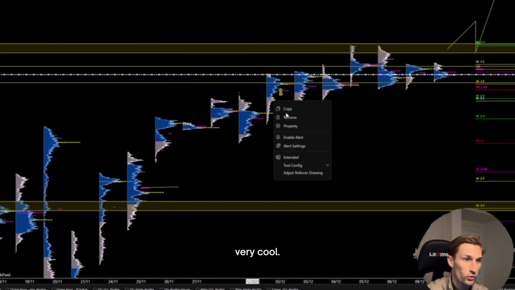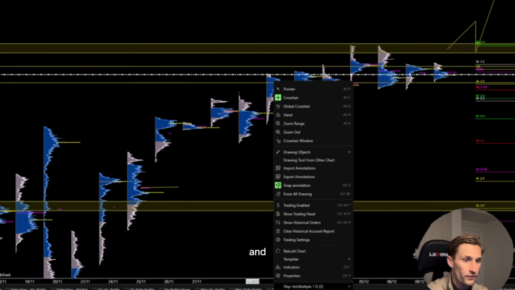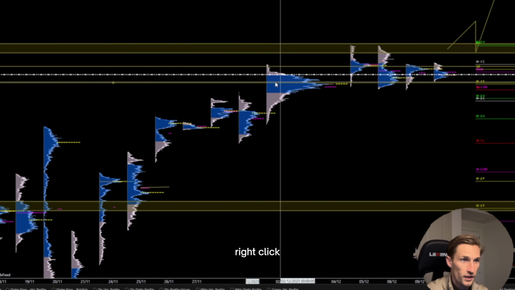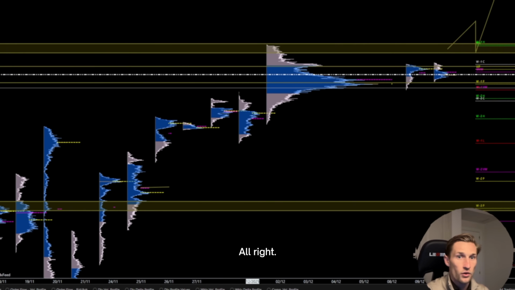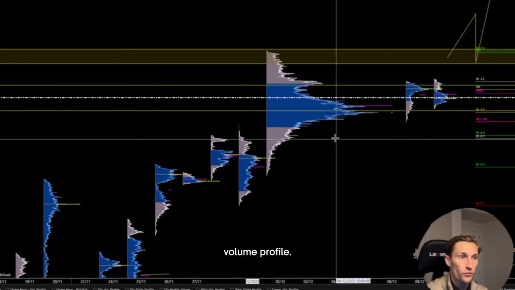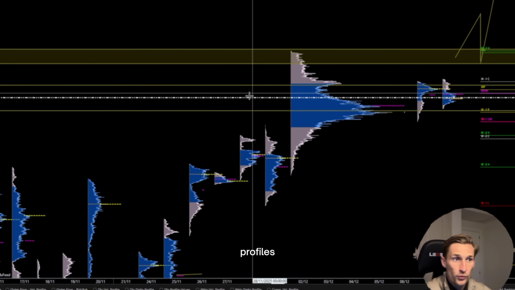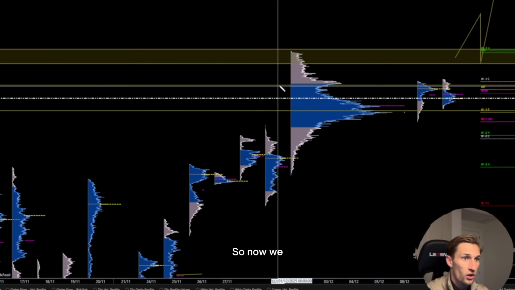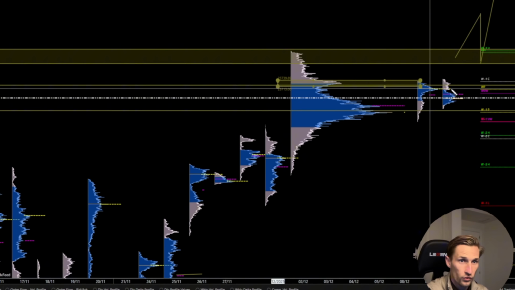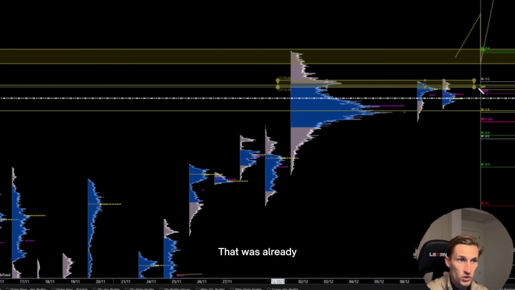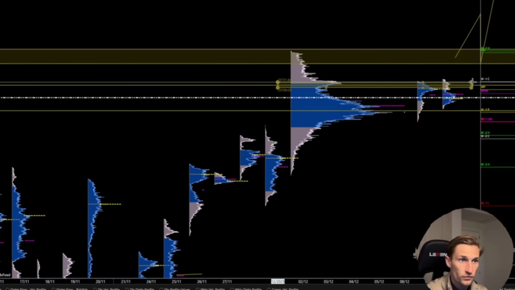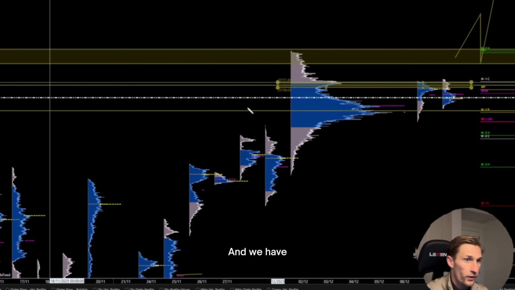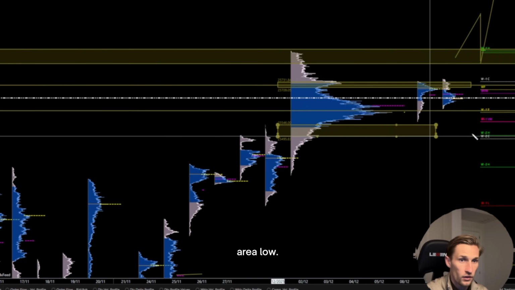We can do something very cool. We can right click here and we can do merge, and then we do that again. Right click, merge, right click, merge. All right, so now we have a very big volume profile, because all of these volume profiles were quite in the same area. So now we have a very strong value area high. That was already the one that we plotted out. It's quite similar. And we have a very strong value area low.